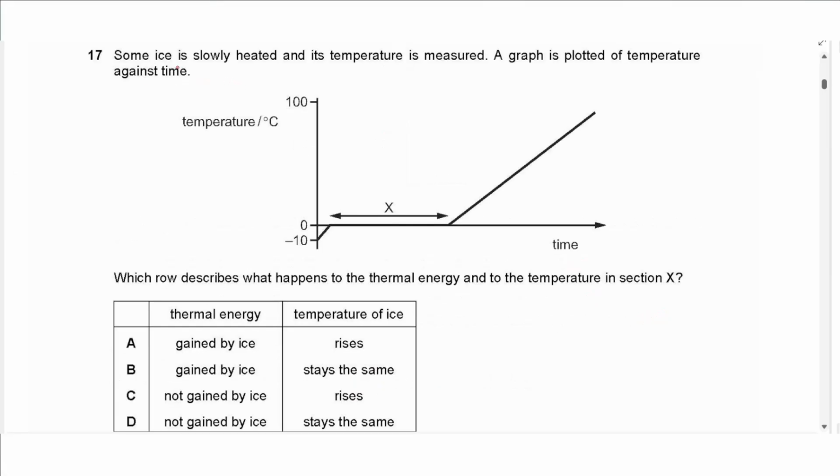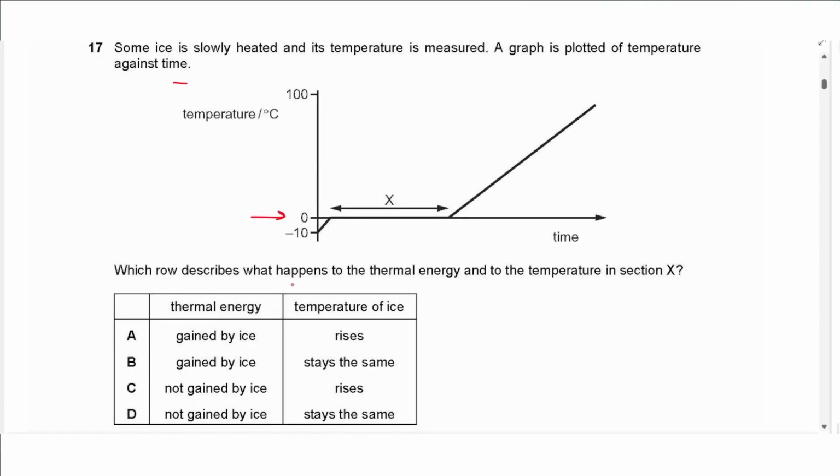Question 17 says some ice is slowly heated and its temperature is measured. A graph is plotted of temperature against time. Which row describes what happens to the thermal energy and to the temperature in section X? In section X, the temperature does not change, so it stays the same. And since the general graph shows an increase in temperature or heating, energy is gained by the object, not lost from the object, so gained by the ice. So the answer is B.